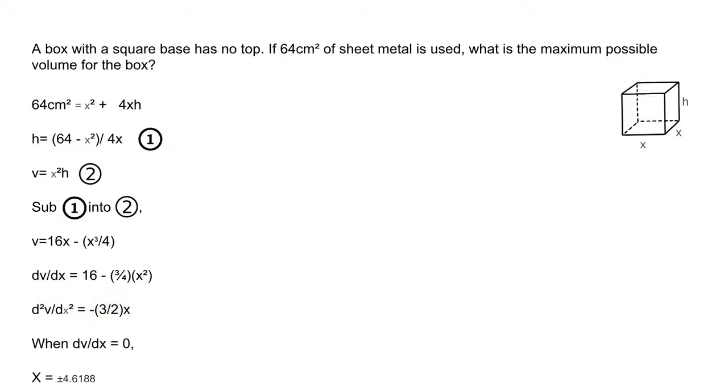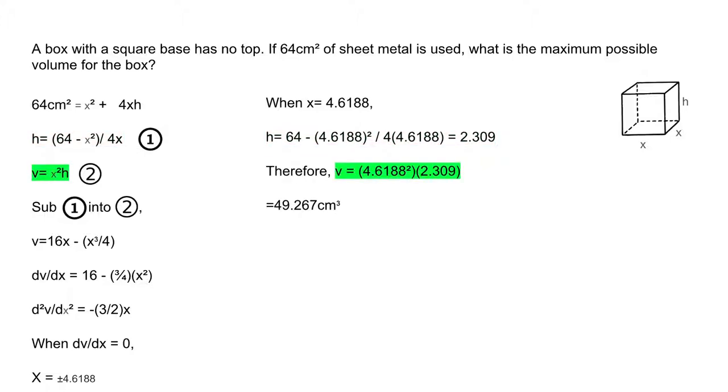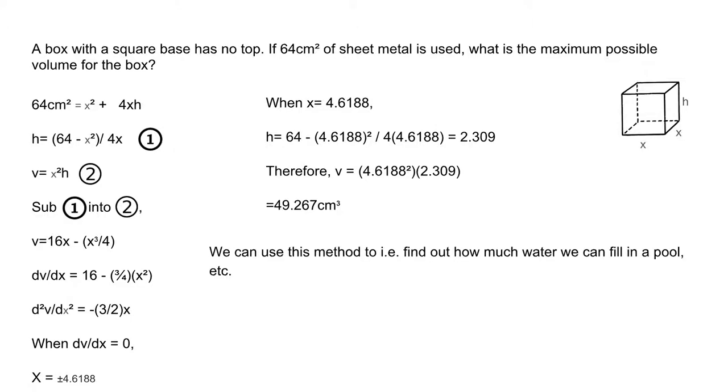When dv over dx is equal to 0, the x value is 4.6188 cm. Hence, h is 2.309 centimeters. Therefore, the maximum possible volume for the box is 49.267 cm³. For example, we can use this method to find out how much water we can fill in a pool.